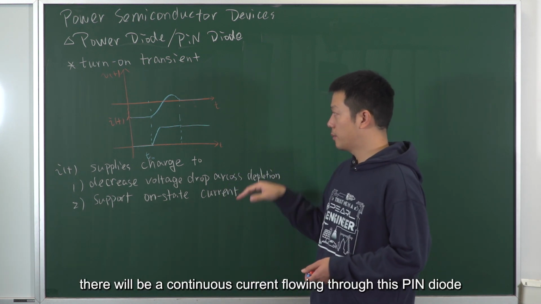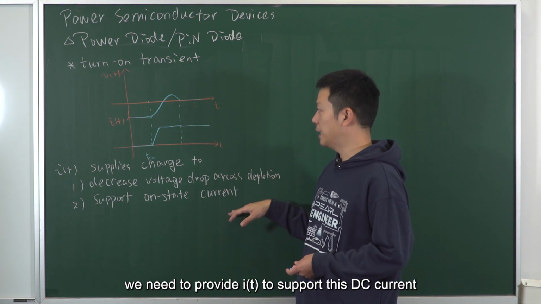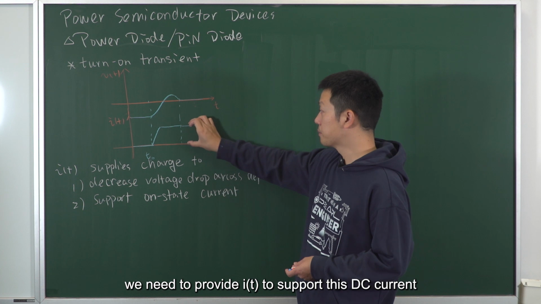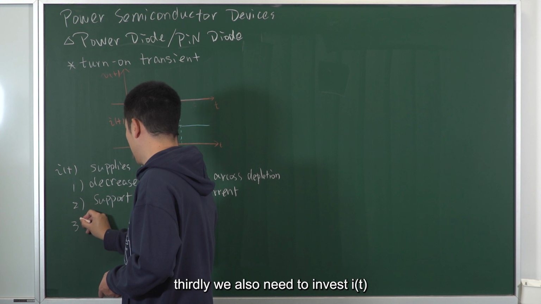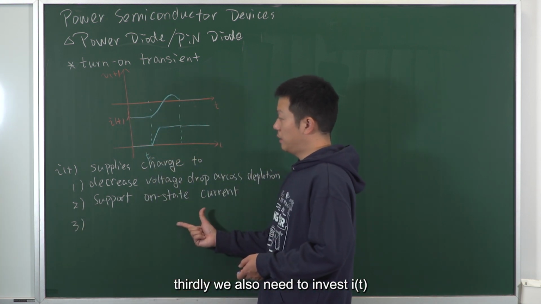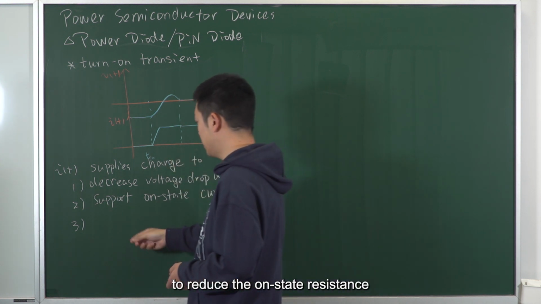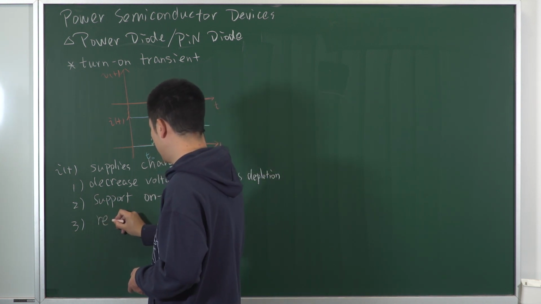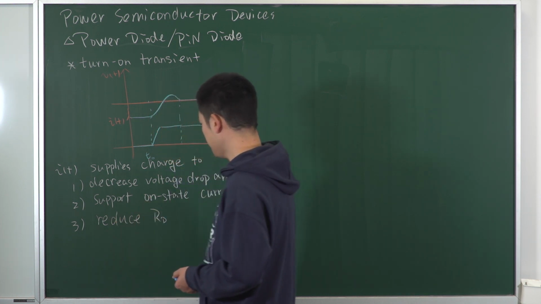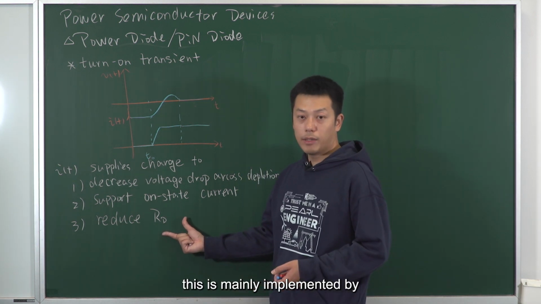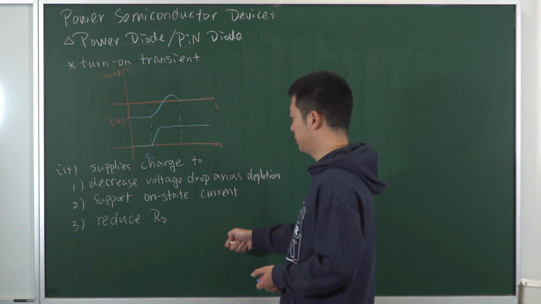Right? In the on state, there will be a continuous current flowing through this PIN diode. We need to provide energy to support this DC current. And thirdly, we also need to invest energy to reduce the on-state resistance. This is mainly implemented by injecting the excess minority carriers.